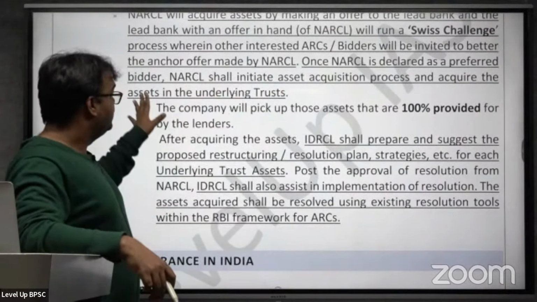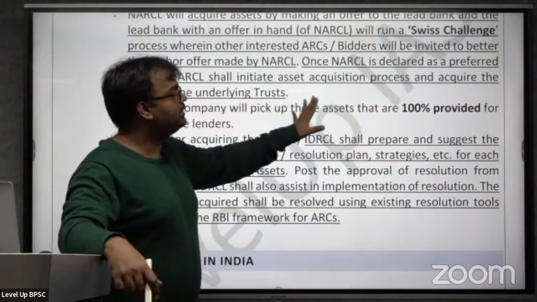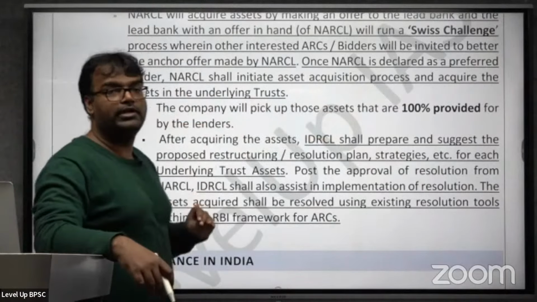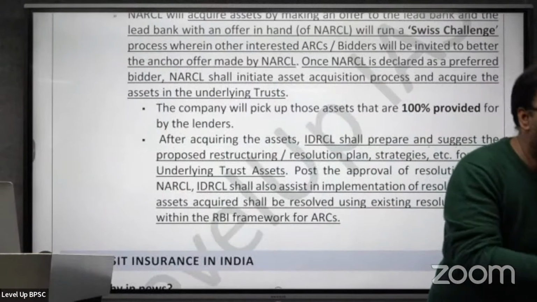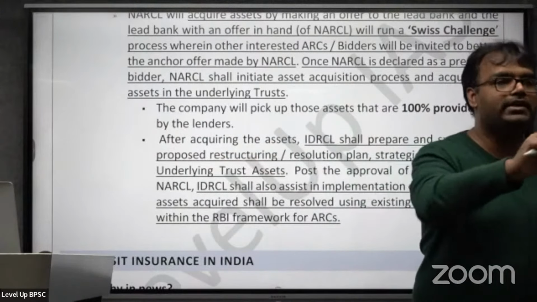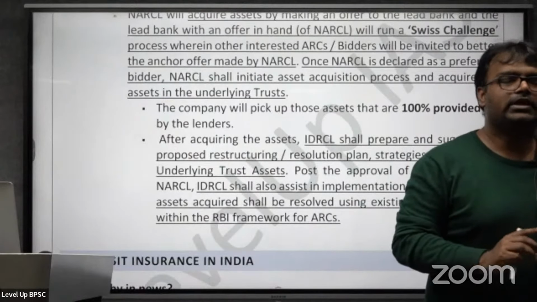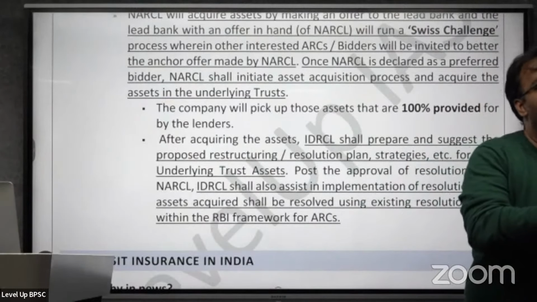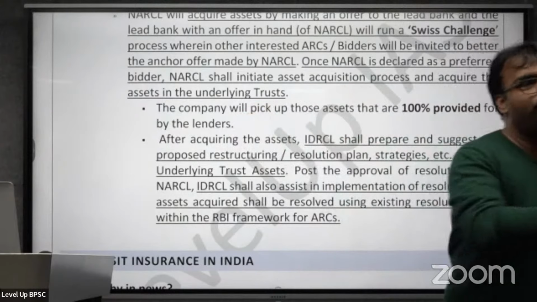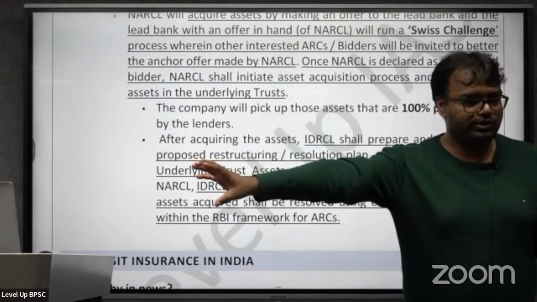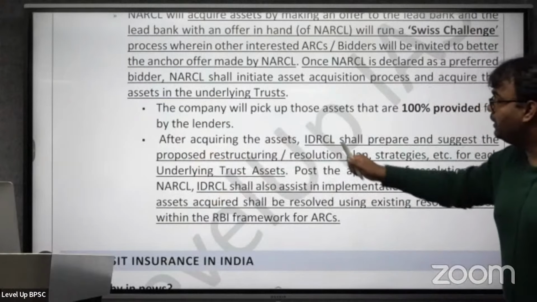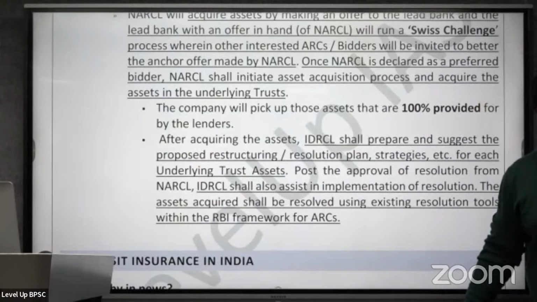Once NARCL is declared the preferred bidder, NARCL shall initiate the asset acquisition process and acquire the assets in the underlying trust. The company will pick up those assets that are 100% provided by the lender. Like if there's a loan of 100 crore rupees which has become an NPA, only if all that loan is provided will NARCL pick up the asset. It will not happen that you take only the 50 crore rupee NPA and we will ourselves recover the other 50 crore. This would not happen. You'll have to give the full 100 crore to them.